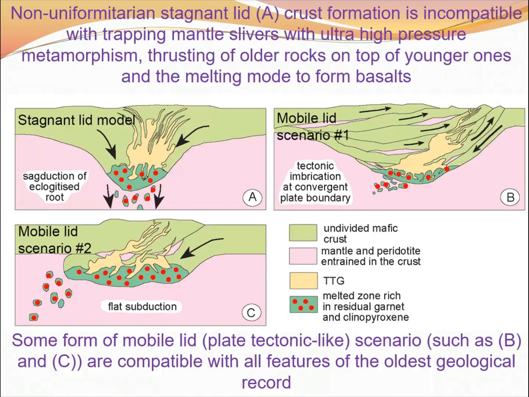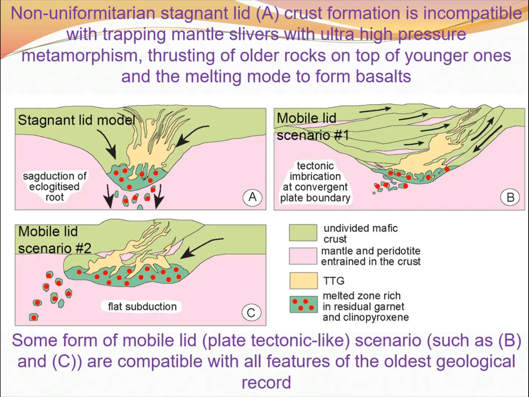These three cartoons show three scenarios for what could be happening in the Eoarchean. We have the stagnant lid model, where you have the sagging down of a thickened mafic crust, and that thickened mafic crust is then remelting to form tonalites. As you can imagine, in this sort of scenario, it's very difficult, first of all, to get older crust on top of younger ones, and it's also just as difficult to get bits of mantle sliced into and mixed up with bits of crustal rock.